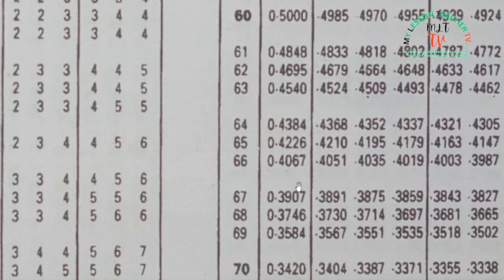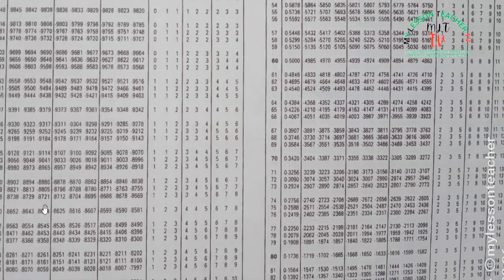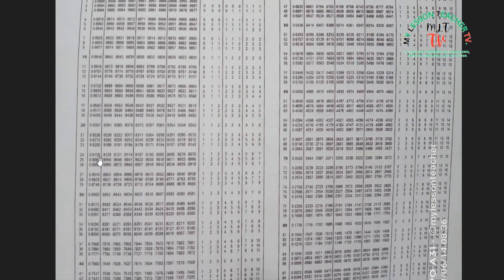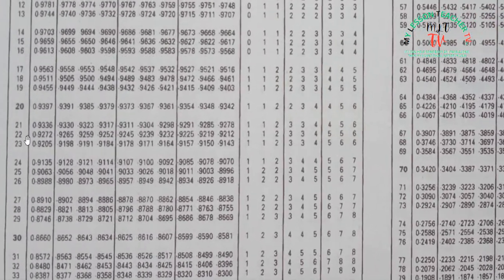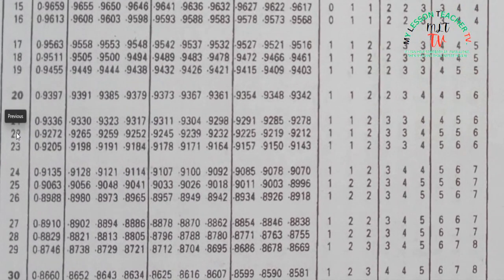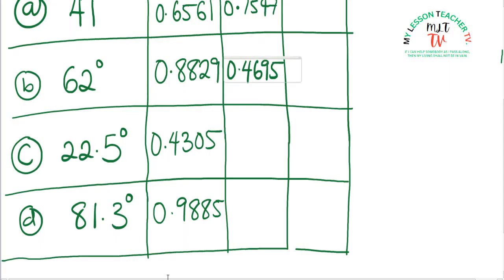While for angle 22.5 degrees, we shall go to the cosine table and look for 22 under 5. Angle 22 is somewhere here. So if you look at 22, we read 22 under 5. This is under 0, under 1, 2, 3, 4, 5. So 22 under 5 is said to be 0.9239.